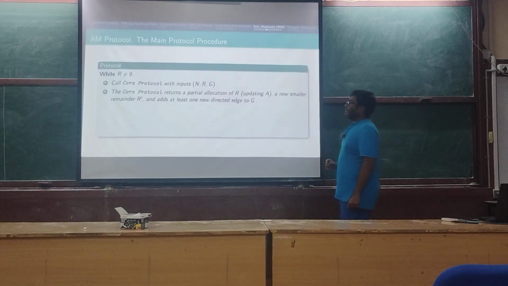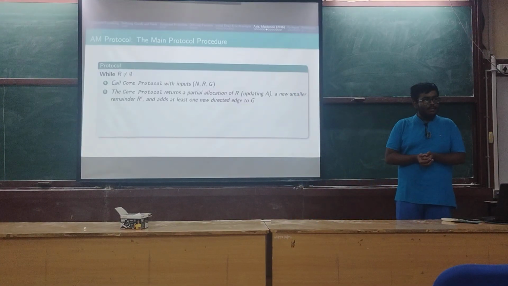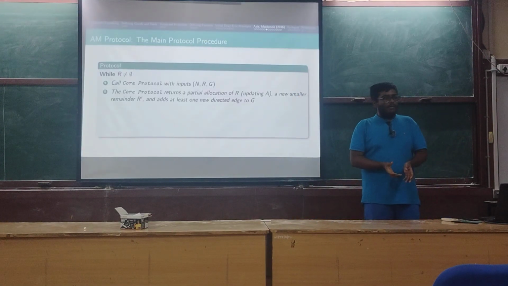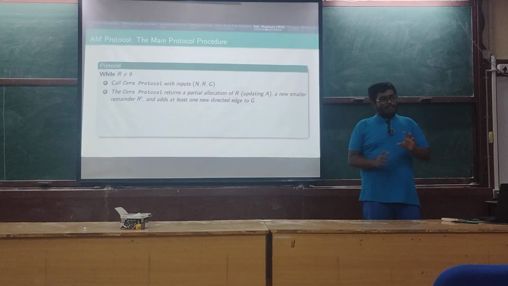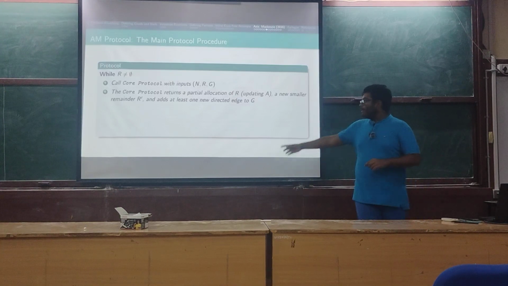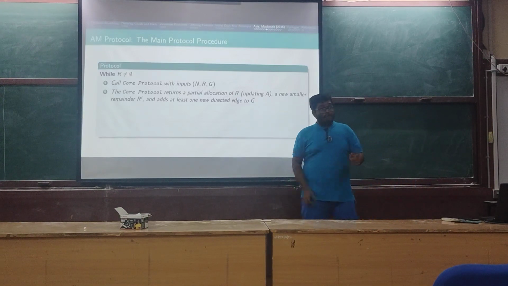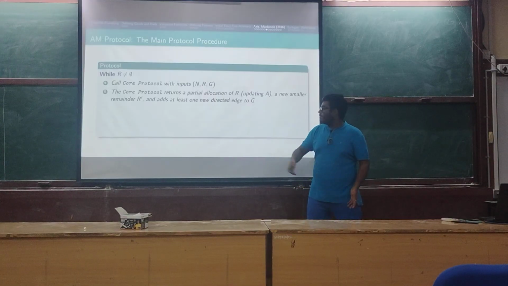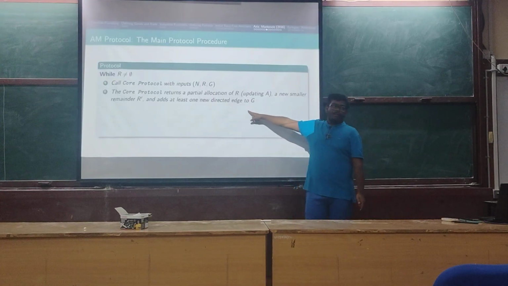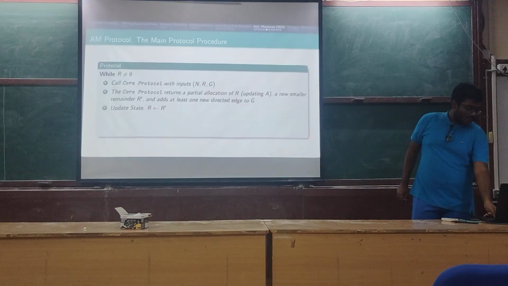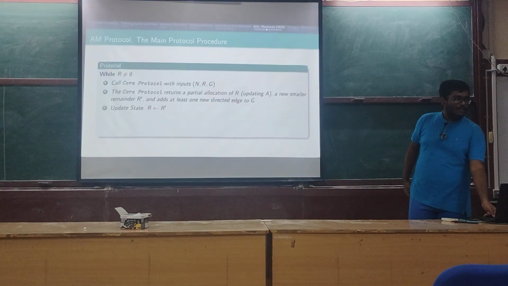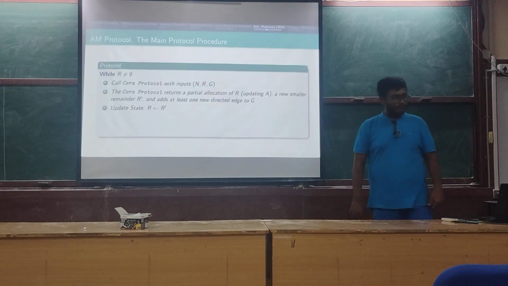Then the core protocol will return a partial allocation of R, as I mentioned. It will cut some part of R and split it among the people, and it will get some domination, right? After that there will be some trimmings remaining, which will be R dashed. Because it is adding at least one domination, it will add at least one new directed edge to G as well. Okay. Then first of all we'll update the state of the remainder, because it's a loop, right?